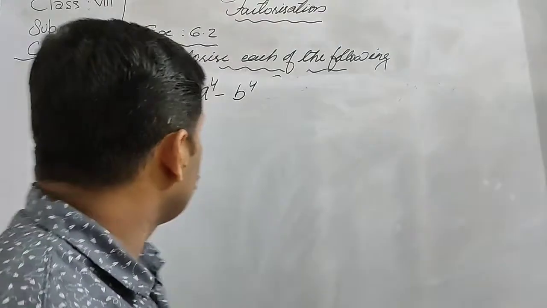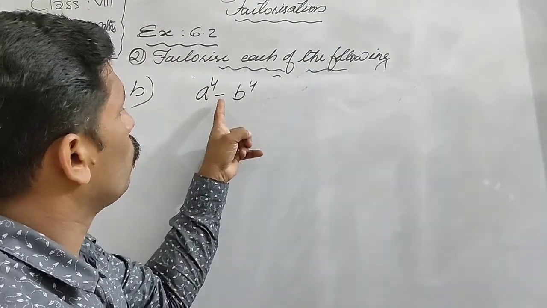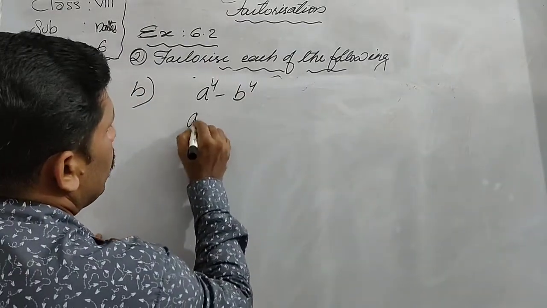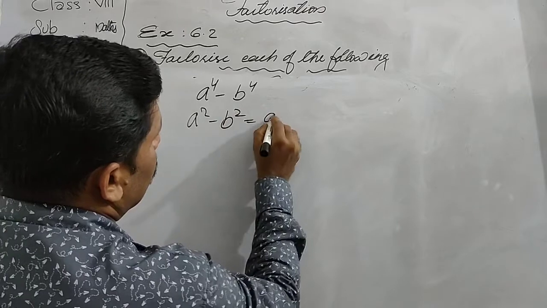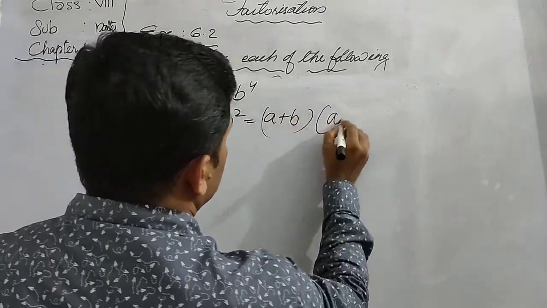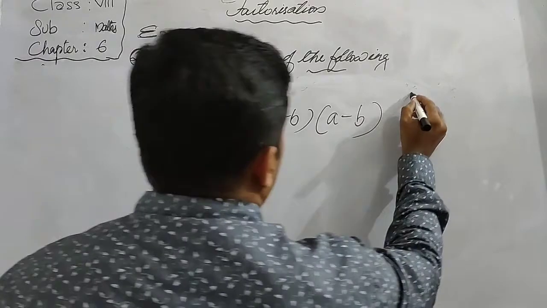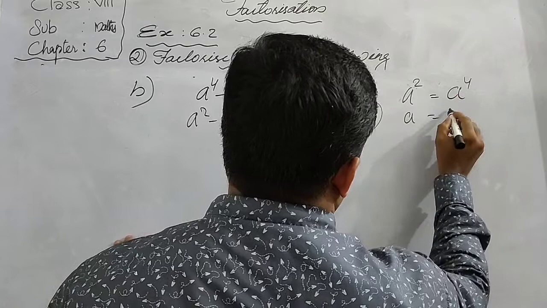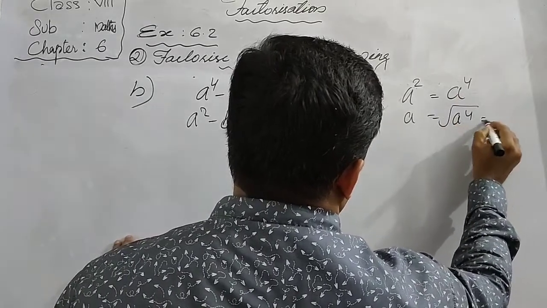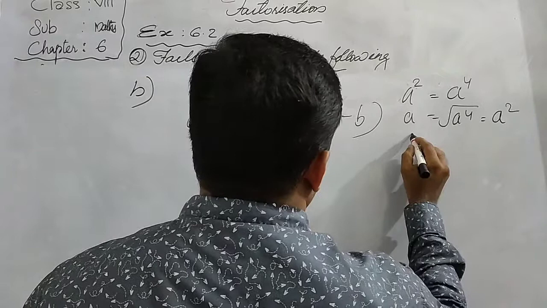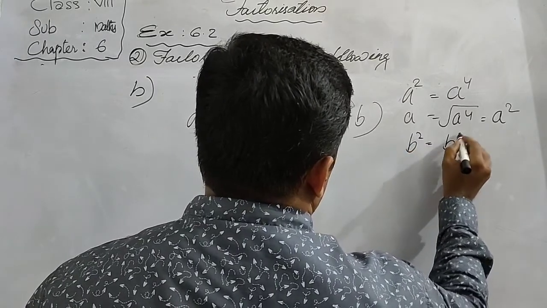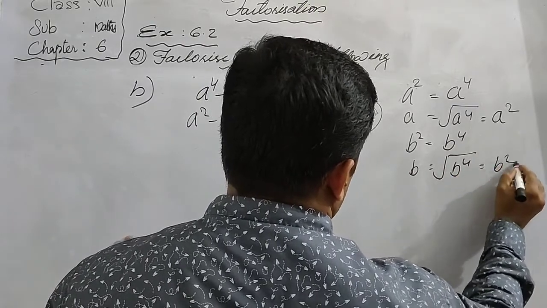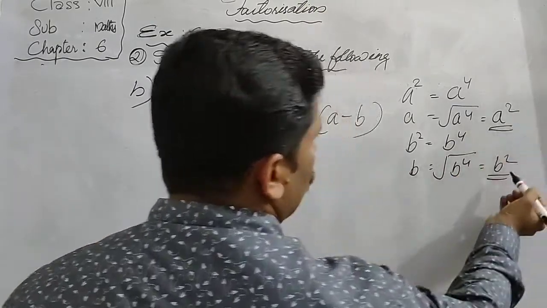Okay, we are going to solve question number h, a power 4 minus b power 4. Here also it is in the form of a square minus b square, therefore a square minus b square is equal to (a + b) into (a − b). And here a square means it is a power 4, therefore a is equal to root of a power 4, that is equal to a power 2. And b square means it is b power 4, therefore b is equal to root of b power 4, that is equal to b square. So a and b we got: a means a square and b means b square.